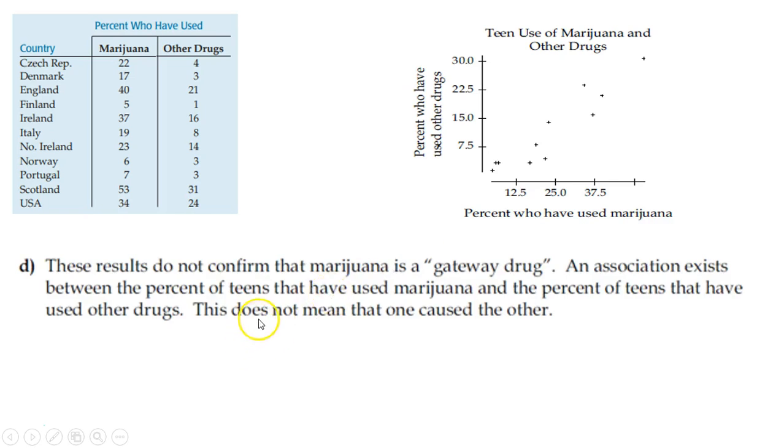And these results do not confirm that marijuana is a gateway drug. That doesn't happen by any stretch. Can't necessarily say that. An association does exist, though, is what we're seeing between the percent of teens who have used marijuana and the percent of teens who have used other drugs. This does not mean that one causes the other. It does look like there is association. Doesn't mean, hey, if you're using marijuana, you're definitely using other drugs. It just means that there is probably some type of connection between them, an association between them. But it doesn't necessarily mean that one causes the other.